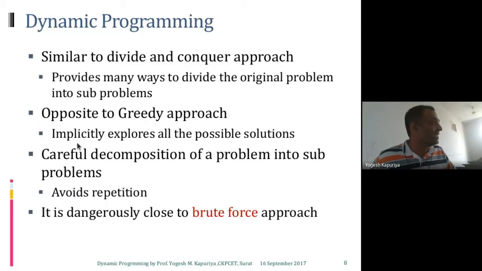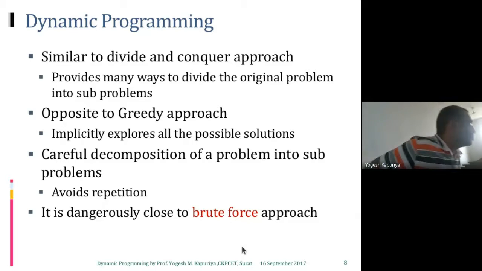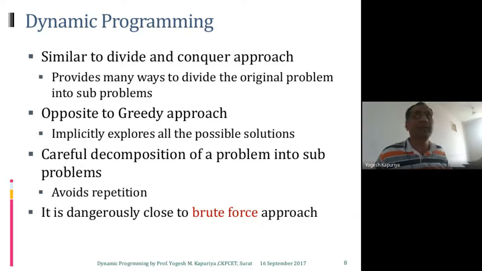But it is dangerous as well because when you are exploring all the options, you should make sure that you are not going into brute force. Brute force means trying all the possibilities. So when you are doing this kind of approach, the dynamic programming approach, you should be clear that even though it should explore all the options, it doesn't mean that you need to go into each and every point. Otherwise, it will become brute force. Brute force is again a dangerous approach.